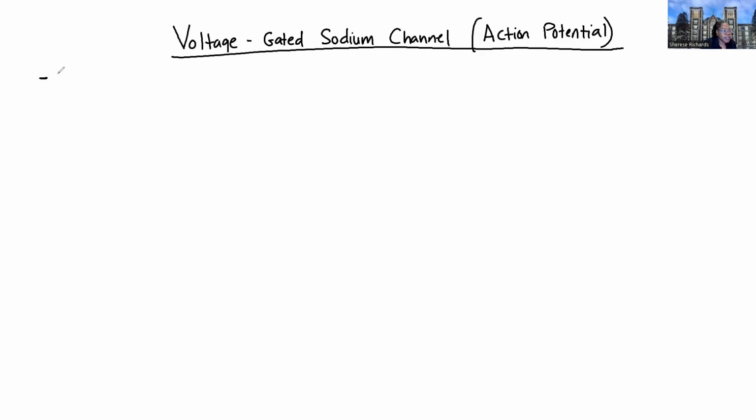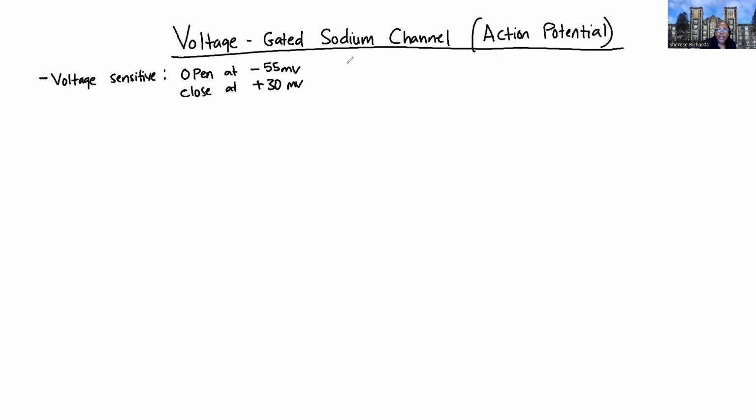So our channel is essentially voltage sensitive, in that it's going to open at negative 55 millivolts and then close at positive 30 millivolts.